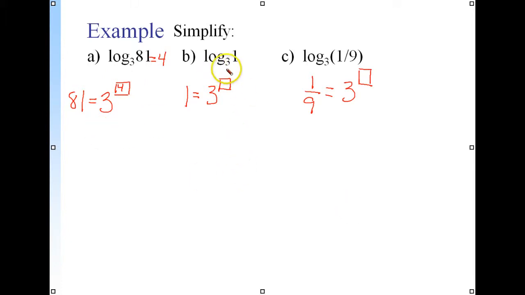So again, our base is 3. Our answer when we raise our base to a certain exponent is 1. So what would our exponent be? Well, in order for that to be true, the only value you could put there is a 0. So 3 to the 0 power is 1. So log base 3 of 1 equals 0.